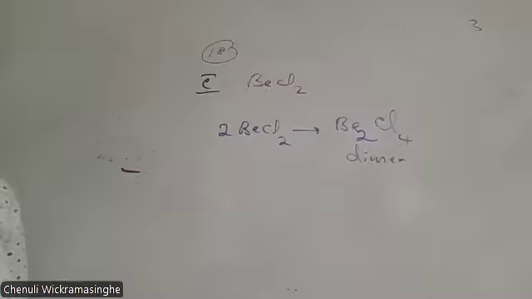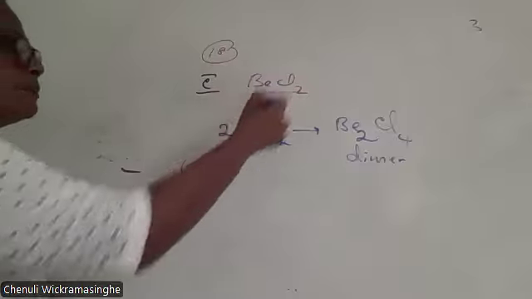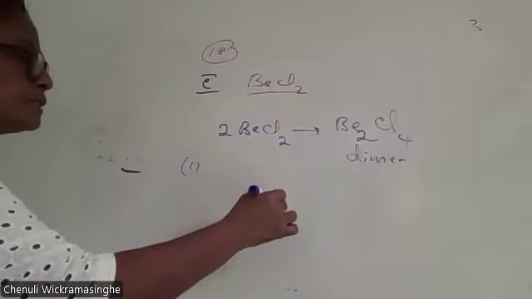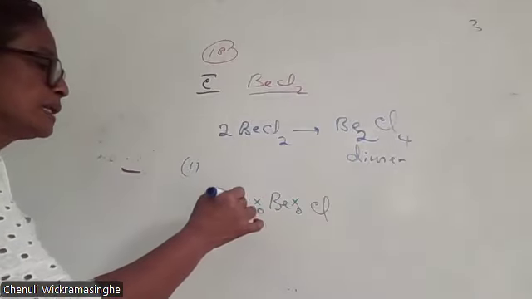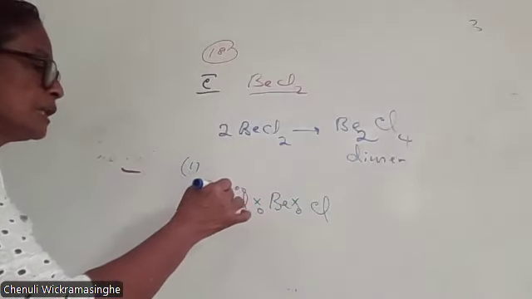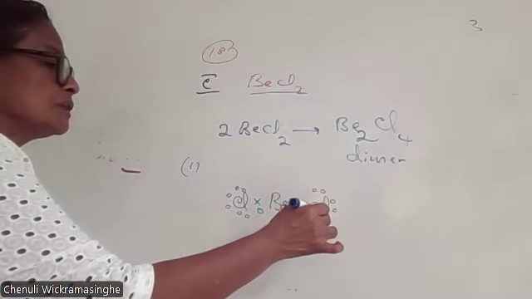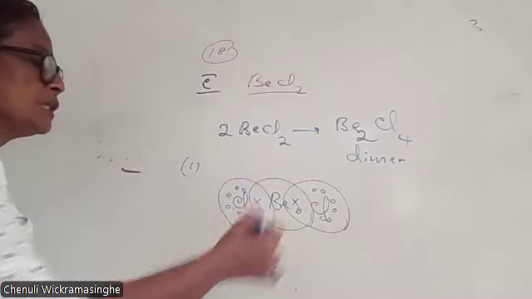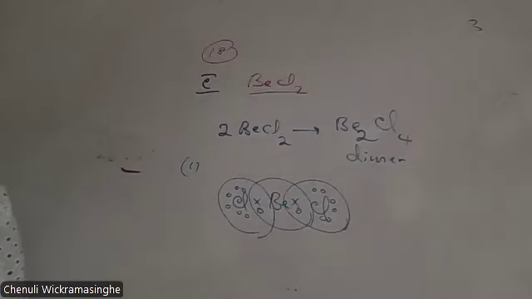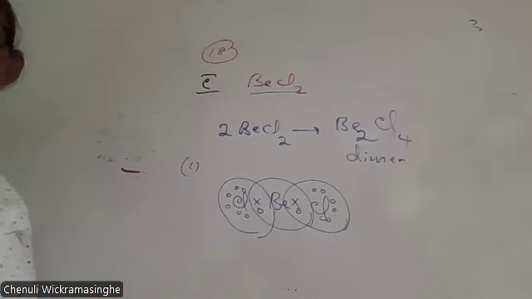You are asked to draw the dot and cross diagram. See the first one with beryllium chloride. Beryllium has 2 outer electrons, so it shares with 2 chlorine atoms. Each chlorine has 7 electrons in its outer shell. So in this context, each chlorine has a completed outer shell, but beryllium does not. So the dot and cross diagram, you can see it is for beryllium chloride, for 1 mark.